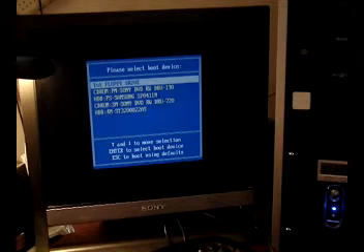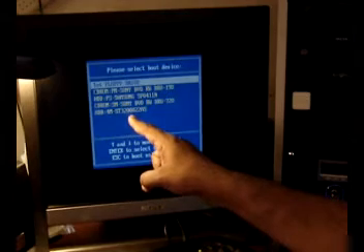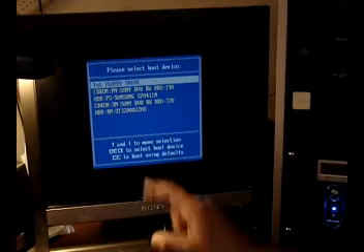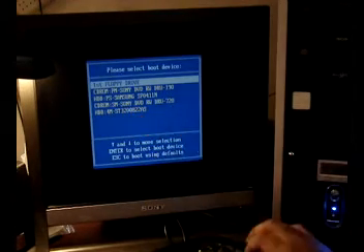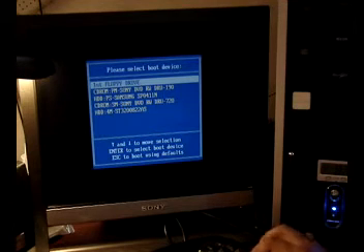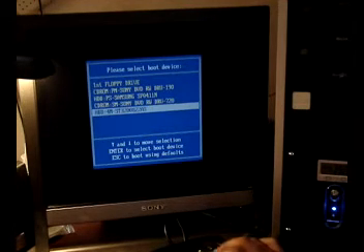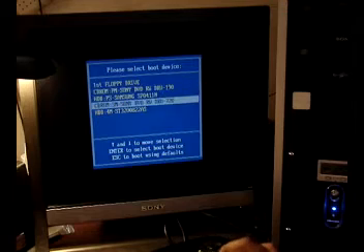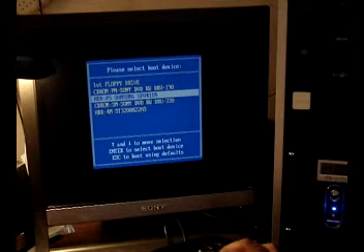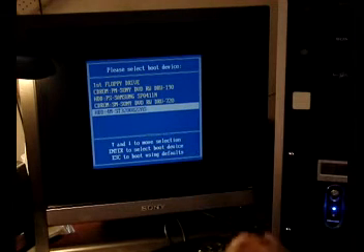One is a Samsung 40GB IDE and the other is a Seagate 200GB SATA. So I have two hard disks. The Samsung 40GB has the Mac operating system, and this 200GB SATA has the other three operating systems, that are XP, Vista and Ubuntu.